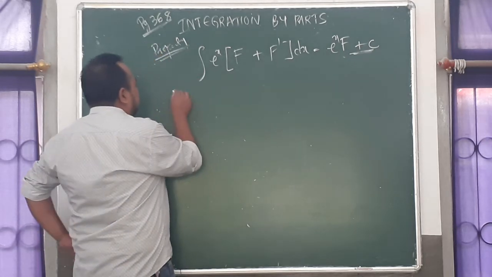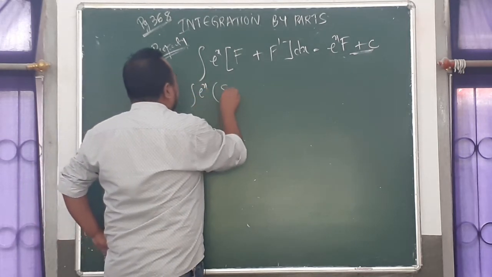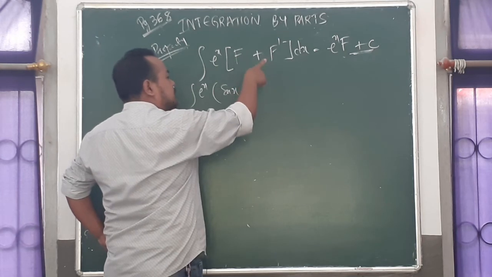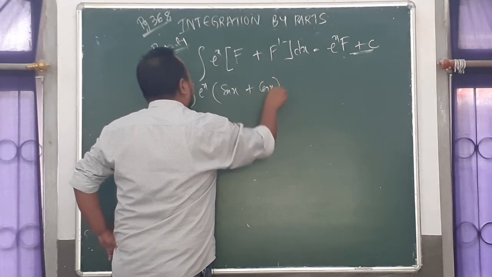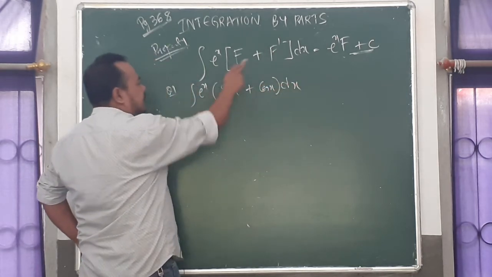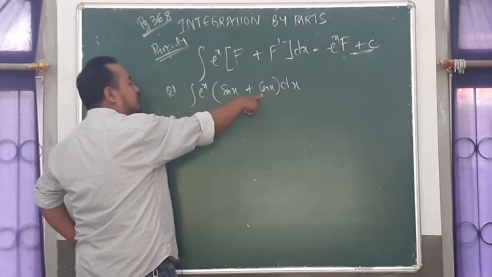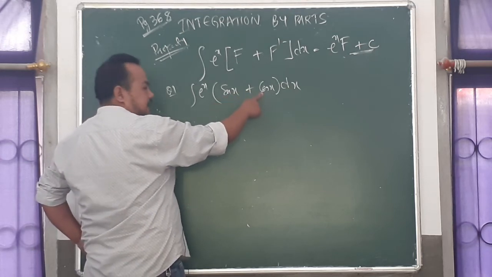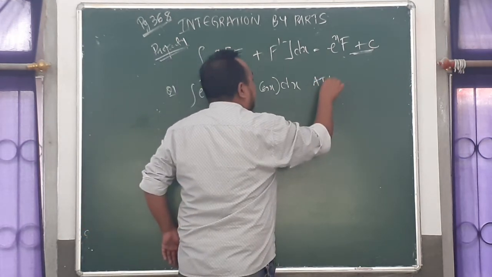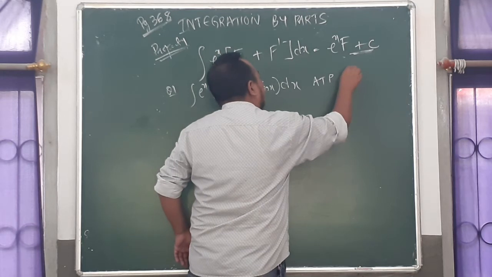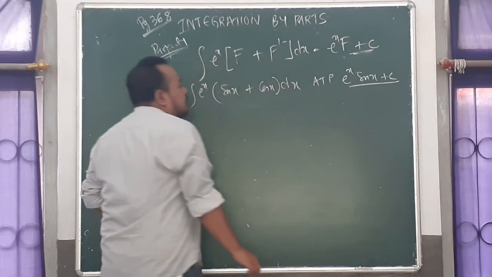So for example number 1, integration e to the power x, open bracket, sin x, whatever be the first, the second must be the differential value of the first. That means what is the differentiation of sine? So it is cos x, isn't it? So this particular question satisfies this particular property because whatever is the first function, the second must be the differential value of the first. That means differentiation of sine is cos x, isn't it? So according to the property, the answer must be e to the power x into the function, that means sin x plus c. This is the answer according to the property, isn't it?